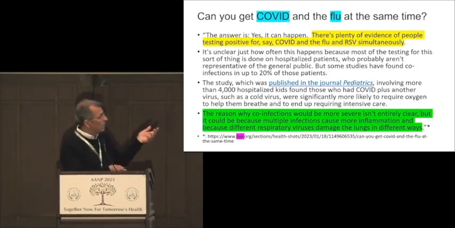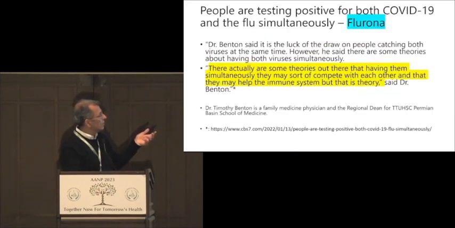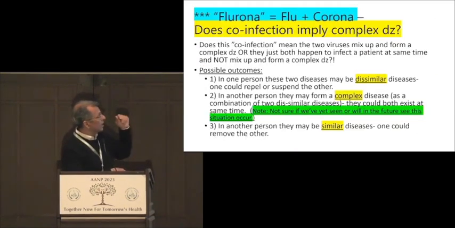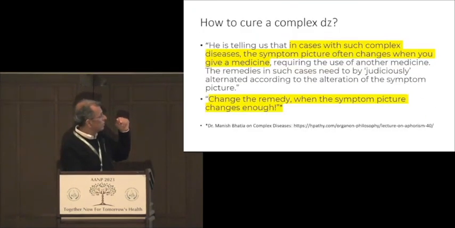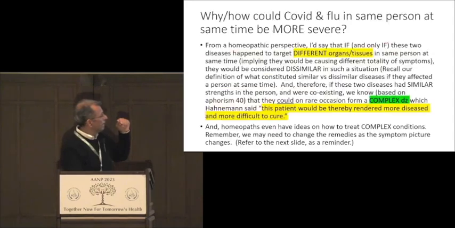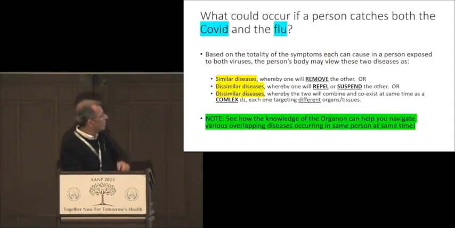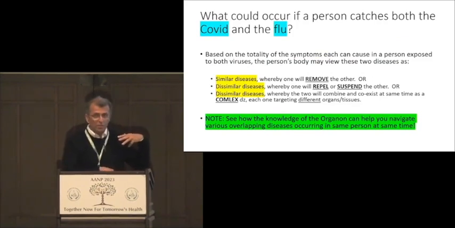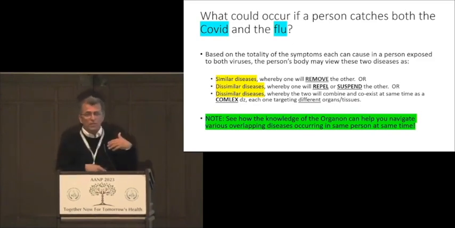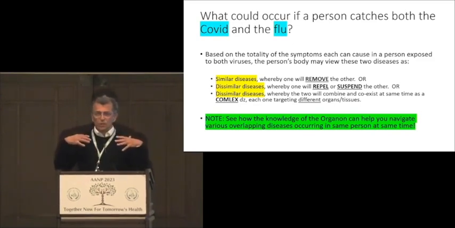COVID and flu. In this article, they call it flurona, flu and COVID. So if a person catches COVID and flu at the same time, I have been wondering, what happens in a situation like that? What happens is what we talked about earlier. It depends on how the person's body perceives these two viruses going in. If the person's body considers them similar diseases, one will remove the other, based on the law of similars. If the person's body considers these two dissimilar diseases, one can suspend the other, or they can combine and form a complex disease. Remember the summary of this?